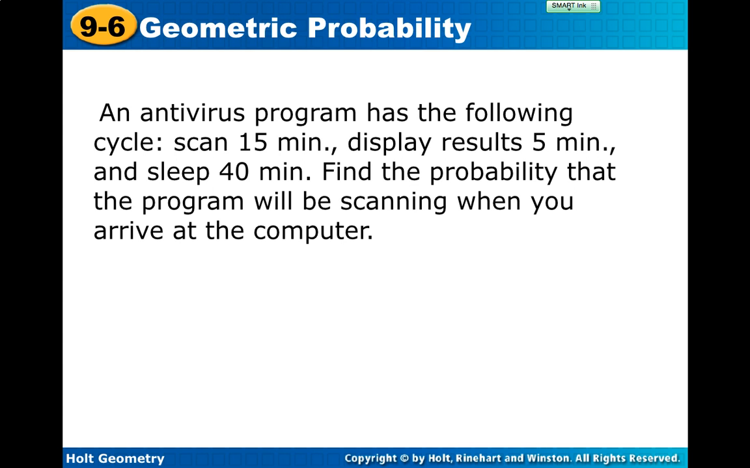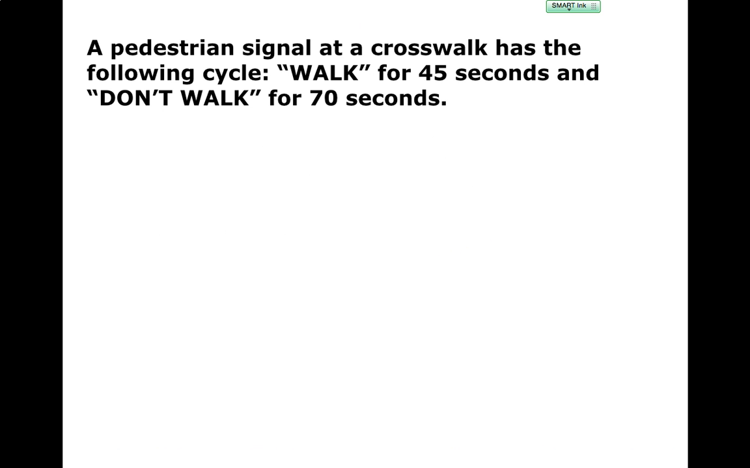With that in mind, find the probability that the program will be scanning when you arrive at the computer. So why did I ask what the whole cycle is? That's your denominator. The whole cycle is your denominator. I wouldn't get rid of that one. There's probably another question about it. That should come up with 15 out of 60, which reduces to 1/4, or 25%.